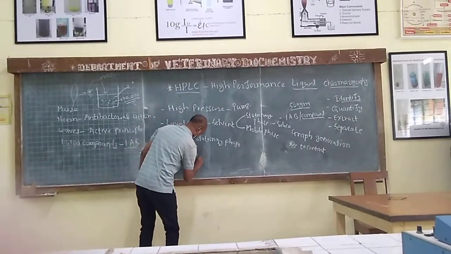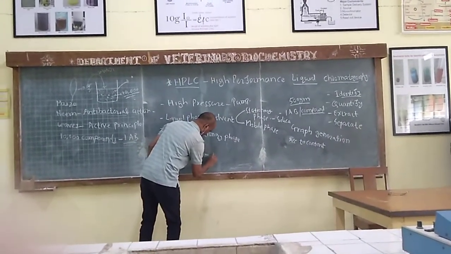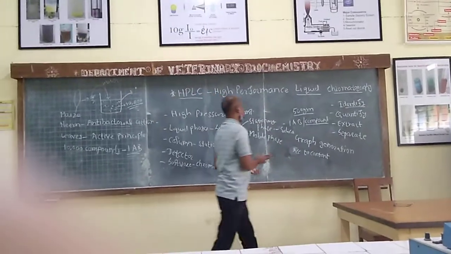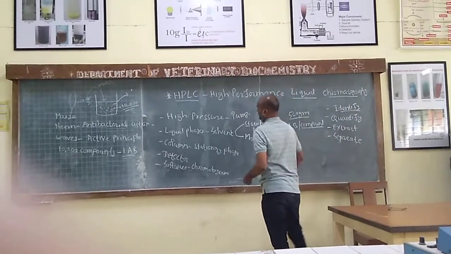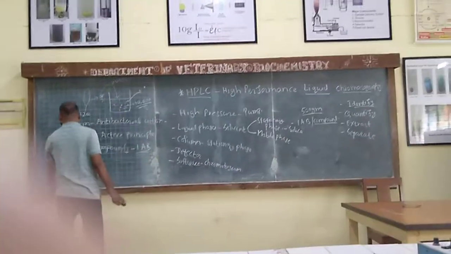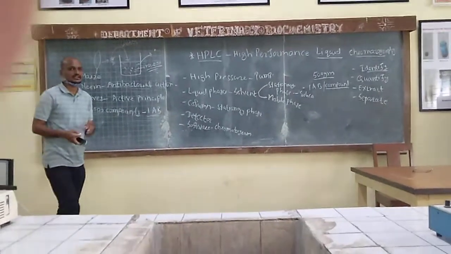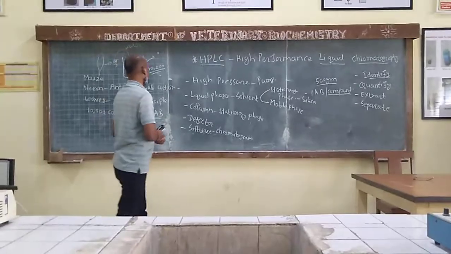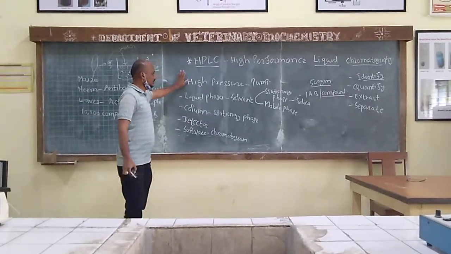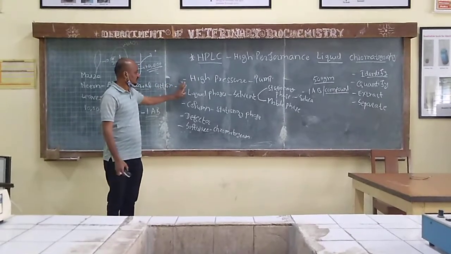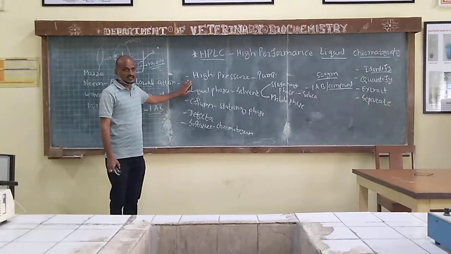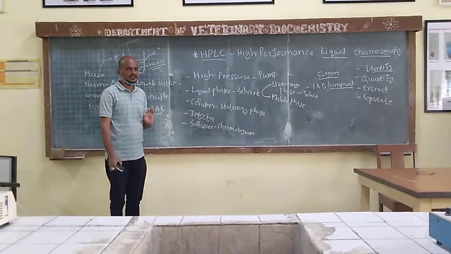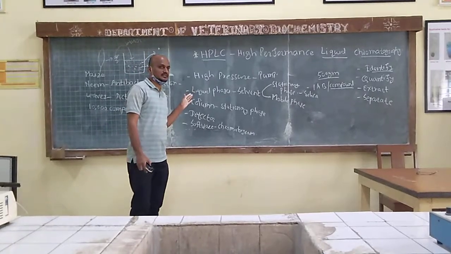Chromatogram. Okay. So these are things we have already discussed in our class, right? You have already explained some of these things. So we have high performance liquid chromatography, and now we are going to discuss high pressure pumps, liquid phases, what is stationary phase, what is mobile phase, then column, detector, and the software chromatogram. Right? Anything else related to this one?